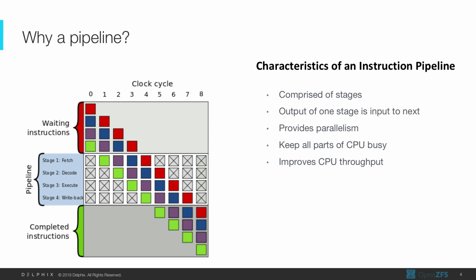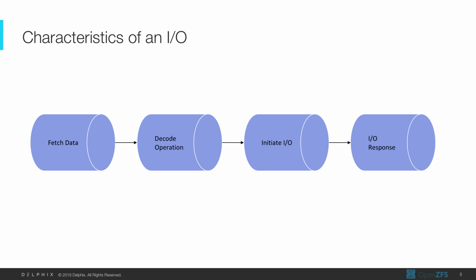If you think about the I/O, we can do a similar thing. If we break it up, we have fetching some data, where we get this from the user or the caller. We get whatever data buffer they're sending us. We decode it so we know whether we're doing a read or a write. We initiate the I/O to the underlying device. And then we get some kind of response. So in a sense, we can break this up into pipeline stages.